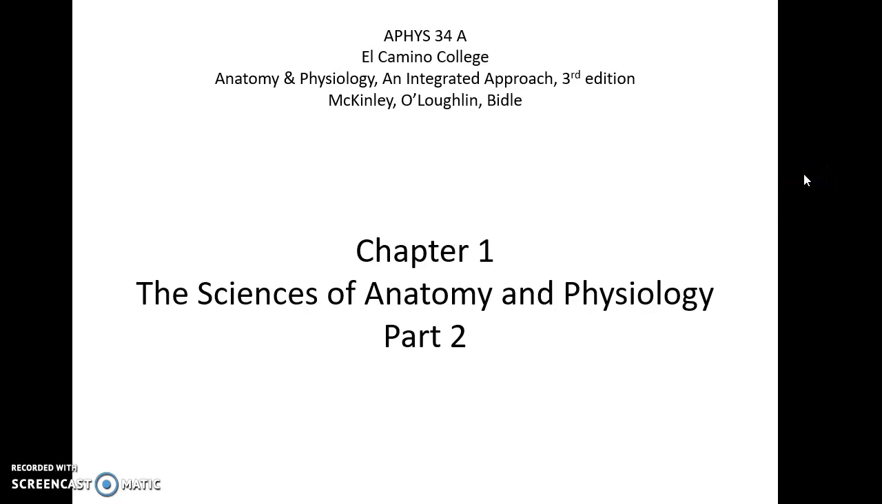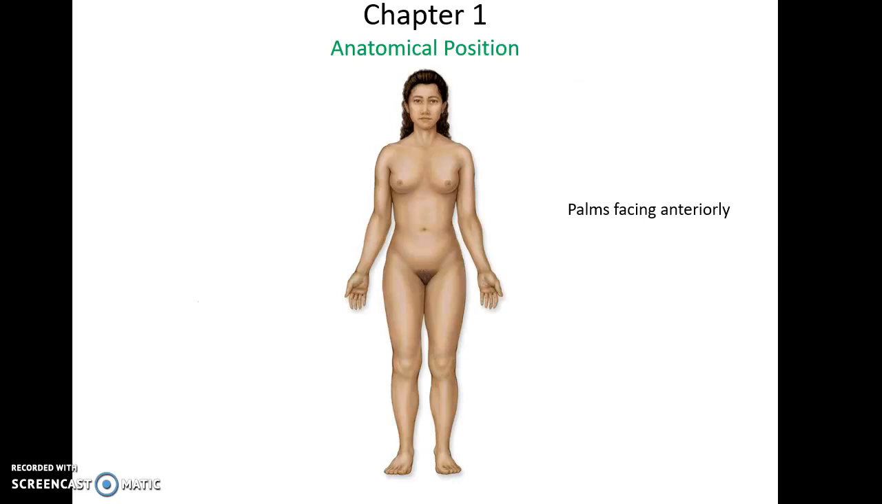Chapter 1, The Sciences of Anatomy and Physiology, Part 2. So we last left off with the anatomical position. The anatomical position is the position you should always assume the body is in when you're comparing where two different structures are. So when we think about where things are in the body, we assume the person is in the anatomical position, again with the palms facing anteriorly, facing toward the front.